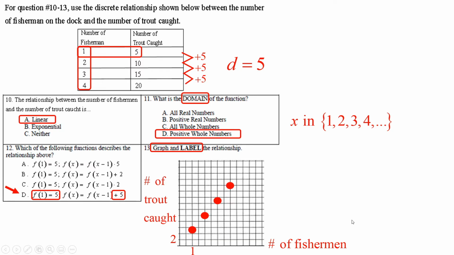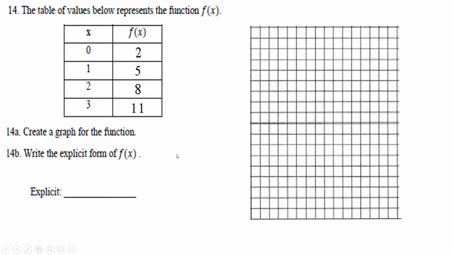And there's the scatter plot. And I'm not going to draw a line through those because this is a discrete situation. If I did draw a line, it'd have to be a dash line, but I'm not even going to do that. And there we go. That's a cool slide. All right, number 14.